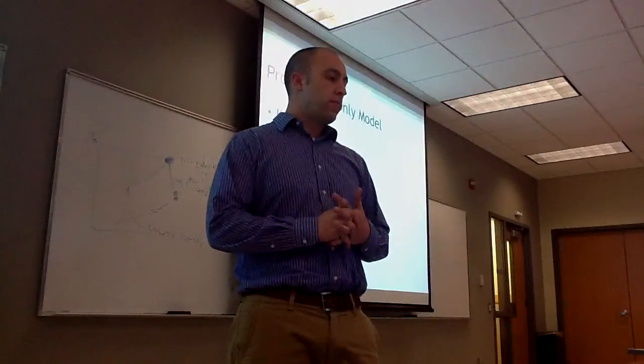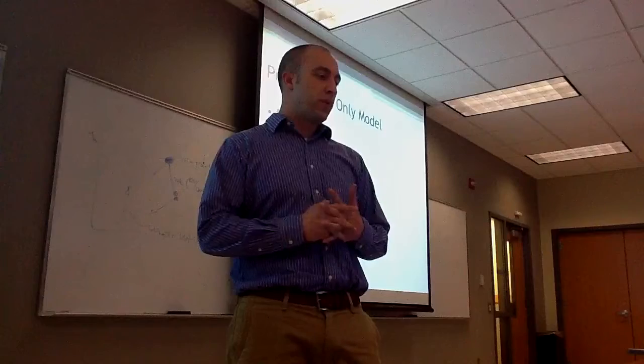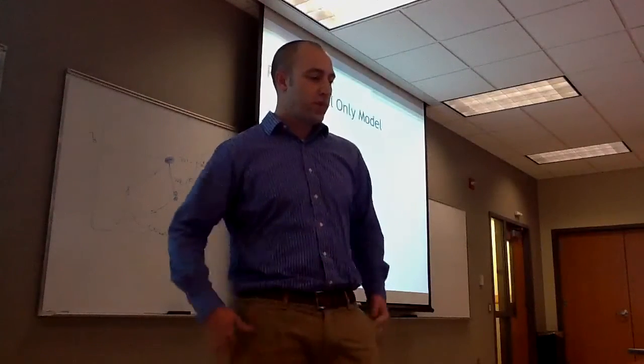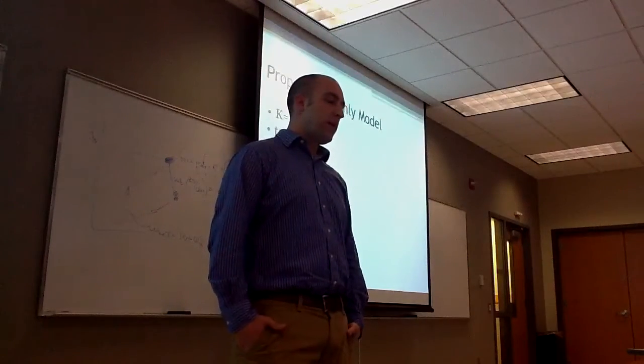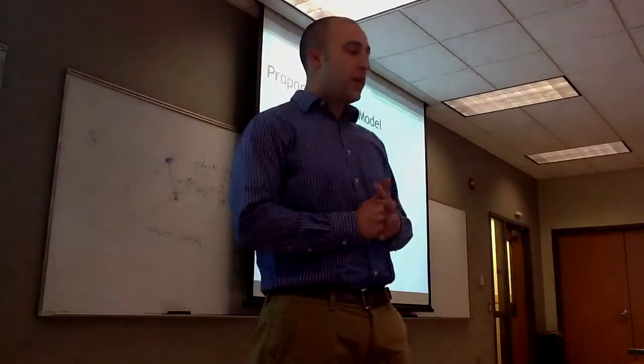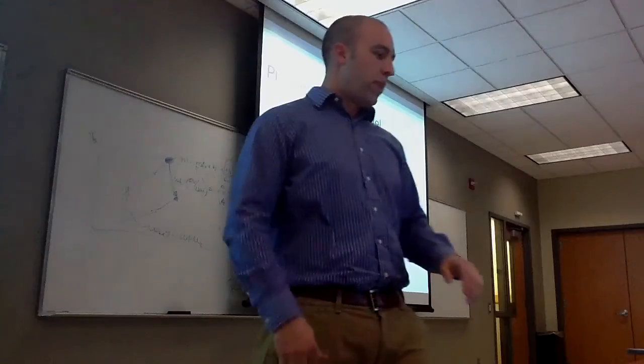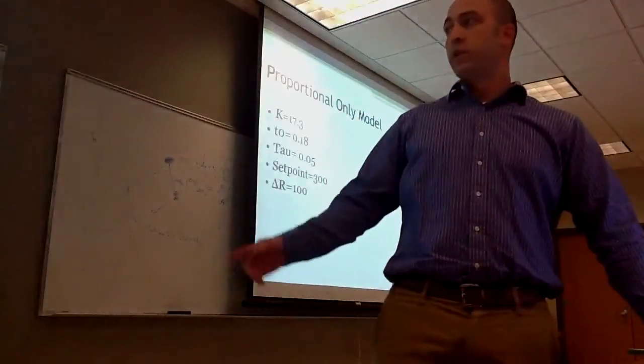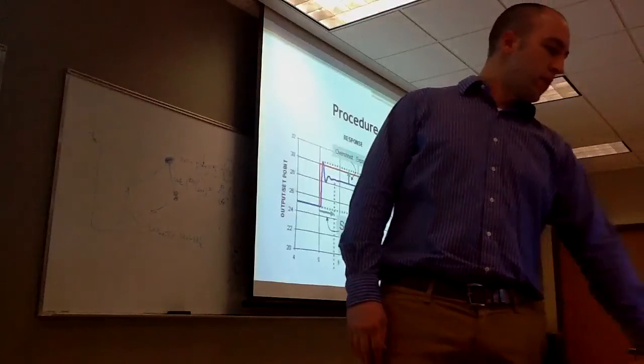Here's what I used for the proportional only model. Use a gain of 17.3, a dead time of 0.18, and a tau of 0.05 with a set point of 300 and a change in the set point. It's supposed to be 200, but I guess I accidentally put 100.